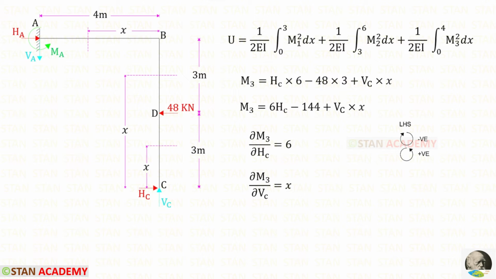Let us partially differentiate M3 with respect to HC. For HC, it will be 1. In these two terms, there is no HC, so the differentiation will be 0. 1 into 6, it will be 6. Let us partially differentiate M3 with respect to VC. In these two terms, there is no VC, so the differentiation will be 0. For VC, it will be 1. 1 into x, it will be x.